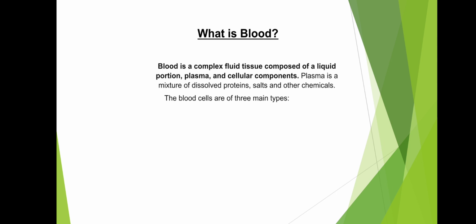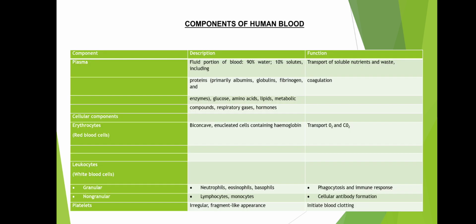What is blood? Blood is a complex fluid tissue composed of a liquid portion, plasma, and cellular components. Plasma is a mixture of dissolved proteins, salts, and other chemicals. The blood cells are of three main types: red blood cells, also known as erythrocytes; white blood cells, known as leukocytes; and platelets, also known as thrombocytes. Components of human blood: human blood contains plasma and cellular components. Cellular components involve erythrocytes, leukocytes, and platelets. These are the descriptions and functions of the different components of human blood.